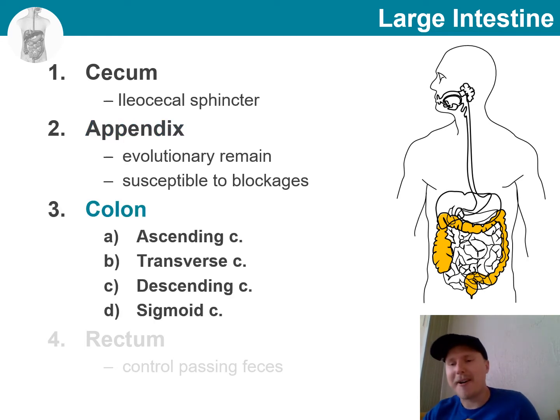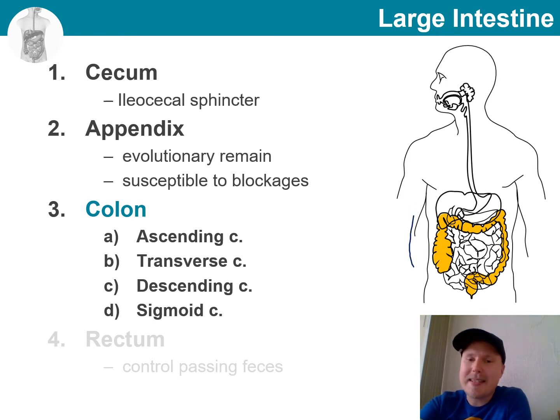The next part is the colon, and this is the most prominent part, often the one that people think of when they think of the large intestine. In a way, one could say that it frames the abdominal region, running more or less on the edges, while the small intestines are more central. Well, different parts of the colon are named accordingly.